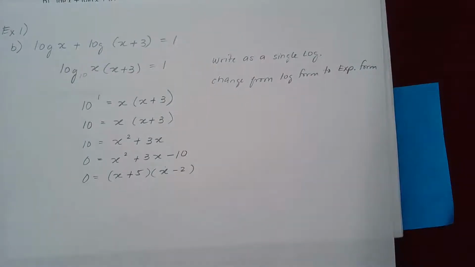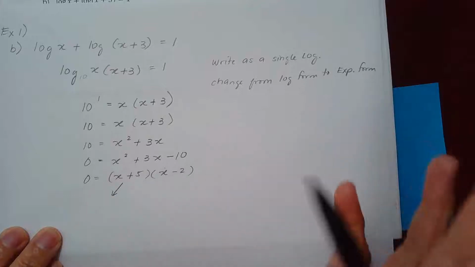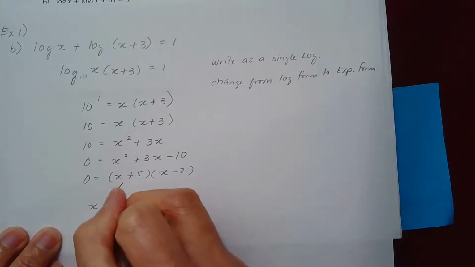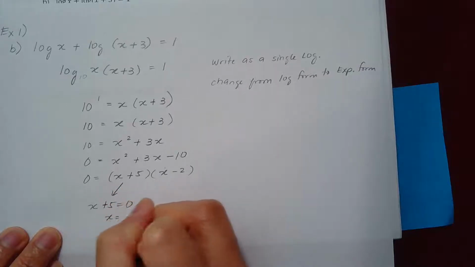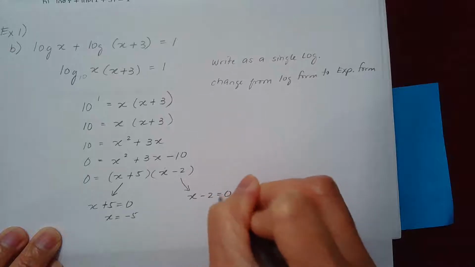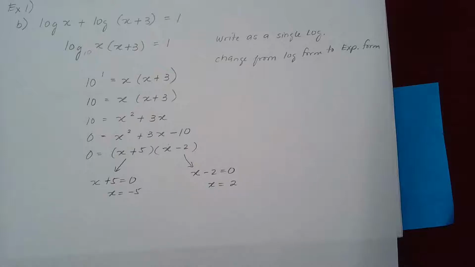Okay, so it's very similar to what we've seen in example number 1. And then we're going to use the zero product property. So that means we have two possible solutions, but we'll have to check. And then this one here is x minus 2 equals 0, so x equals 2. So it looks like we might have two solutions, but let's see.